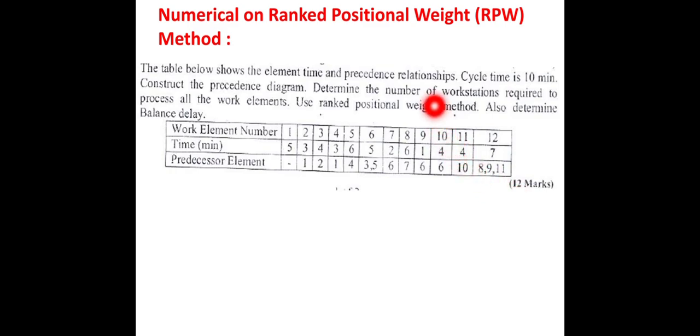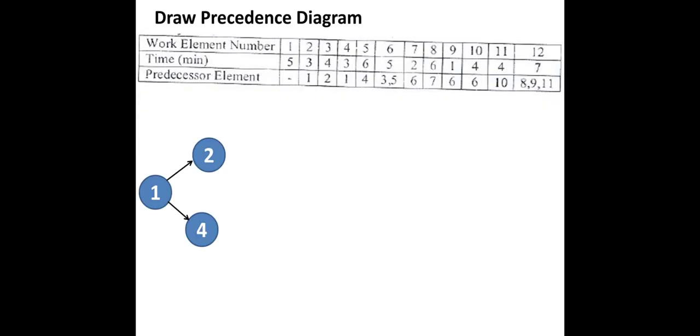This is a very similar problem to what we solved in the Kilbridge and Wester method. There the cycle time was in seconds, here it is in minutes, and the element time is also in minutes in this problem, whereas in the Kilbridge and Wester method it was in seconds. The precedence diagram will be the same for this particular problem. So, here the first step is to draw the precedence diagram.